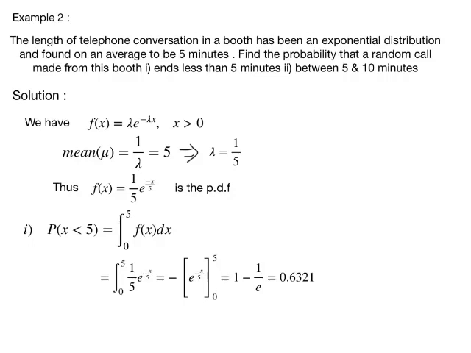Therefore the entire function f of x will be lambda e power minus lambda x, that is 1 by 5 e power minus x by 5. And for the call ending in less than 5 minutes, it is P of x less than 5. That is, the limits will be from 0 to 5. Integral of f of x dx, substituting the f of x function and the limits, I get the value as 0.6321.